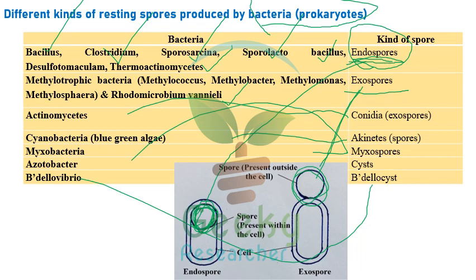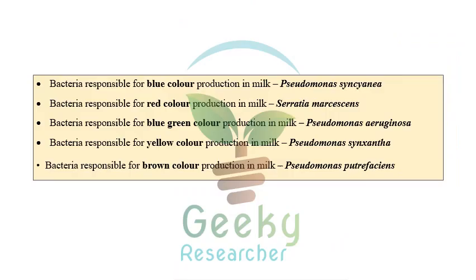So in the exam we can expect them to give some bacterial names and options, for example, Azotobacter produces which kind of spores, cysts or myxospores, something like that. So this slide is very important.